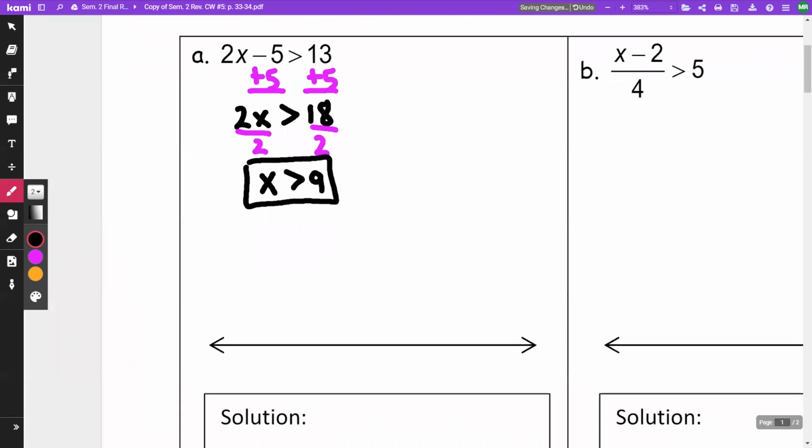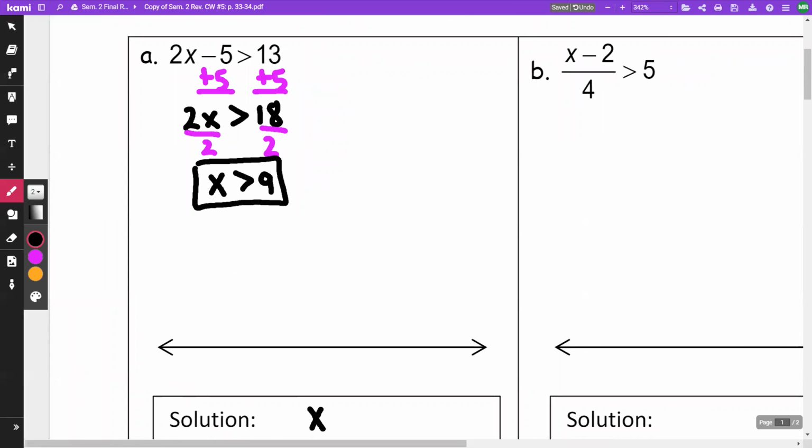Okay. So let me write that down here. X is greater than 9. Then on my number line, I'm going to put a 9. I'm going to have an open circle. And since it's greater than, I am going to be shading to the right. And that is my graph.